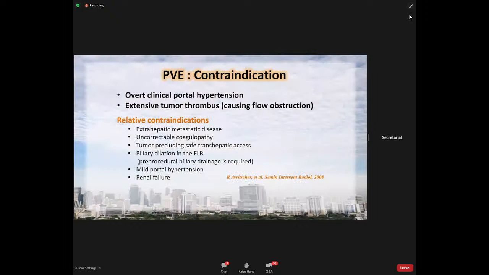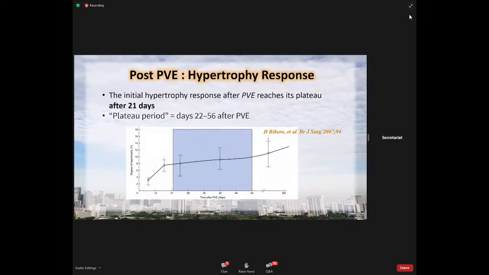There are 2 absolute contraindications for PVE. One is overt portal hypertension, which is a contraindication for major hepatic resection. Another one is extensive tumor thrombus with portal flow obstruction. The initial hypertrophy response after PVE occurs within 21 days before reaching the plateau period.